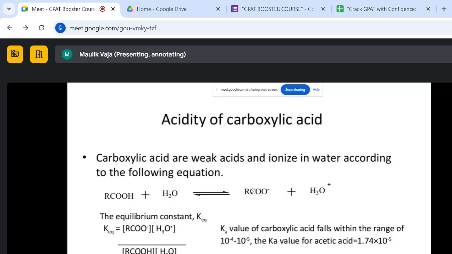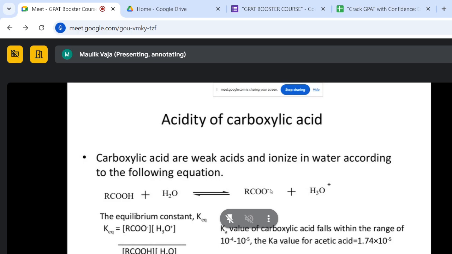So, if we talk about para-methyl benzoic acid, this is in the anionic form, negatively charged. If an electron donating group comes, this needs to be stabilized. How will it get stabilized? By becoming neutral.